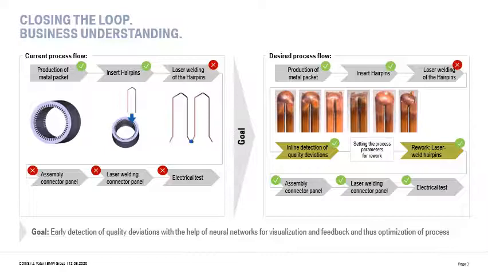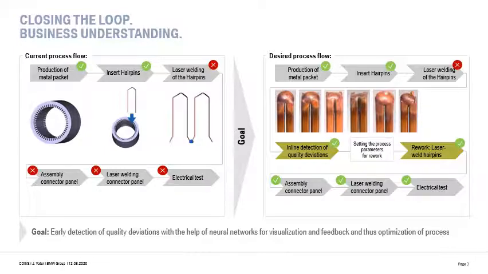As you can see in the picture on the left side, the main process steps of the manufacturing are the deformation of the hairpins, followed by the insertion of the hairpins into the metal package, and afterwards the free ends of the hairpins are twisted and finally connected via laser welding.